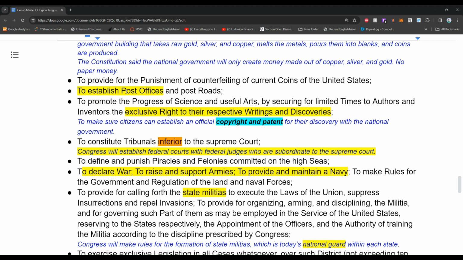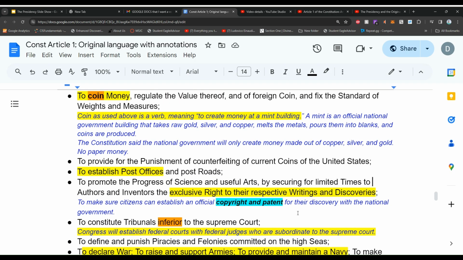The next yellow highlight, establish post offices. So states and localities are not involved in the U.S. Postal Service, only the national government.